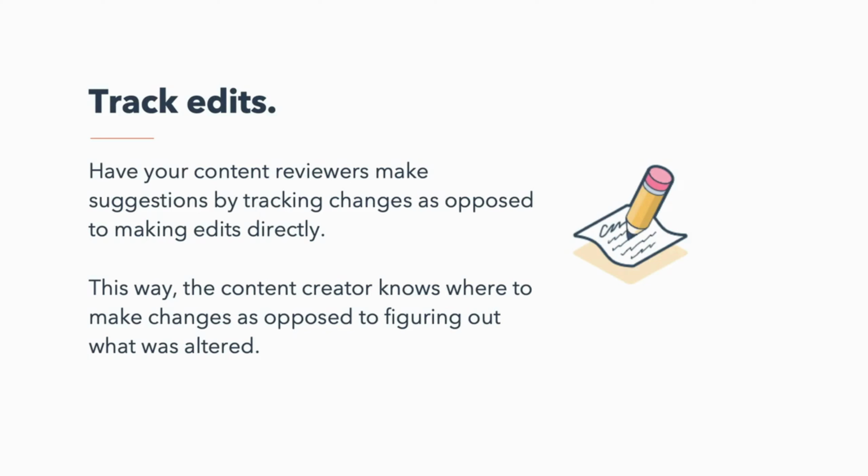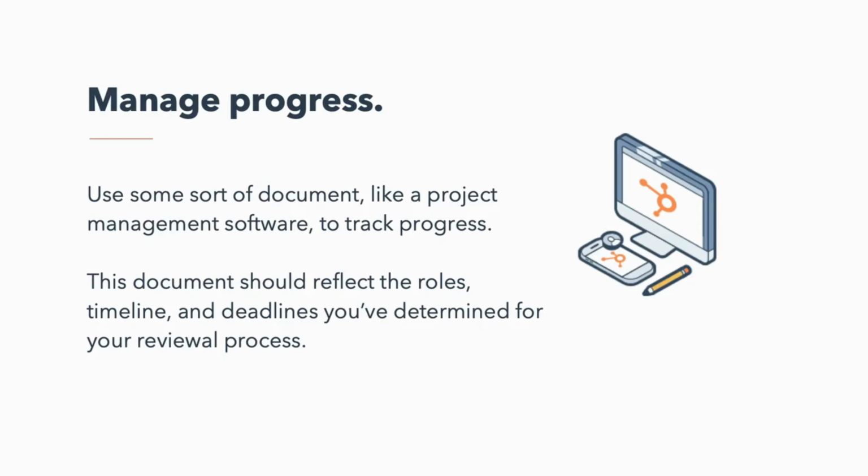Moving on to the next best practice, track edits. Whether you have one editor or multiple editors, have your content reviewers make suggestions by tracking changes as opposed to making edits directly. This way, the content creator knows where to make changes as opposed to figuring out what was altered.